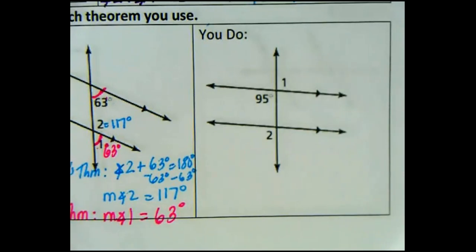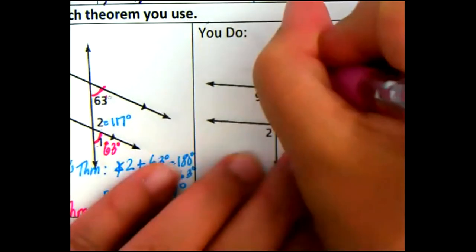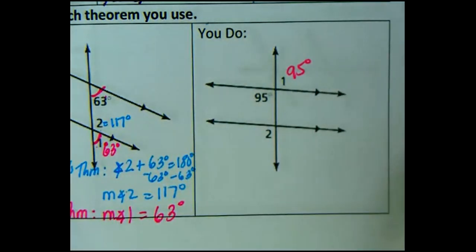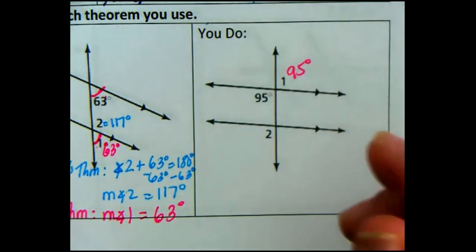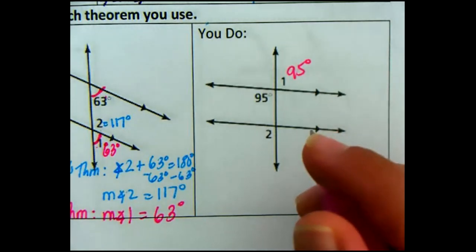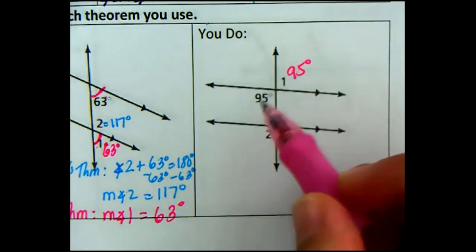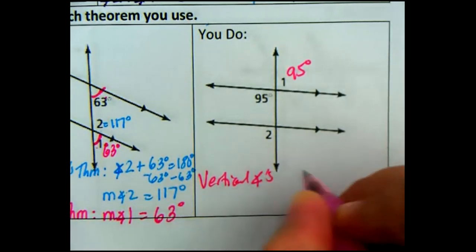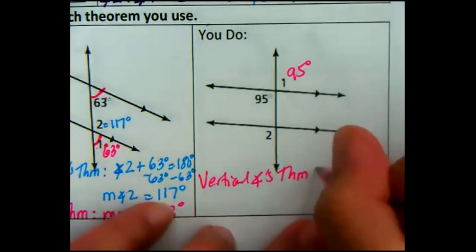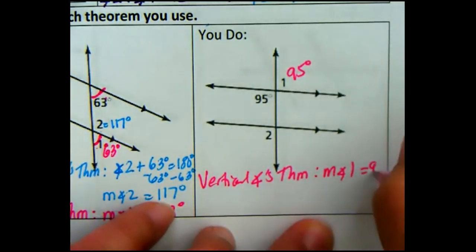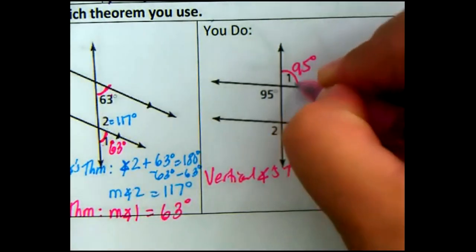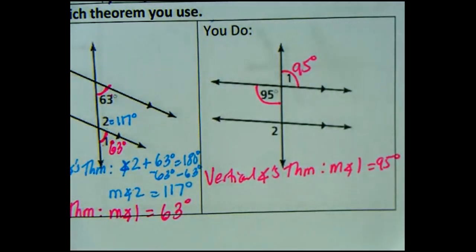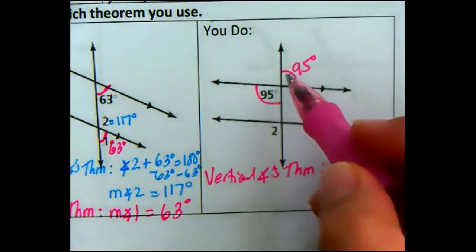Angle 1 is 95 degrees. Okay. Why? Because it's a vertical angle. Yeah, very good. So this would be our vertical angles theorem, which would make the measure of angle 1 equal to 95 degrees. And it's a vertical angle with that angle right there, right across from each other.